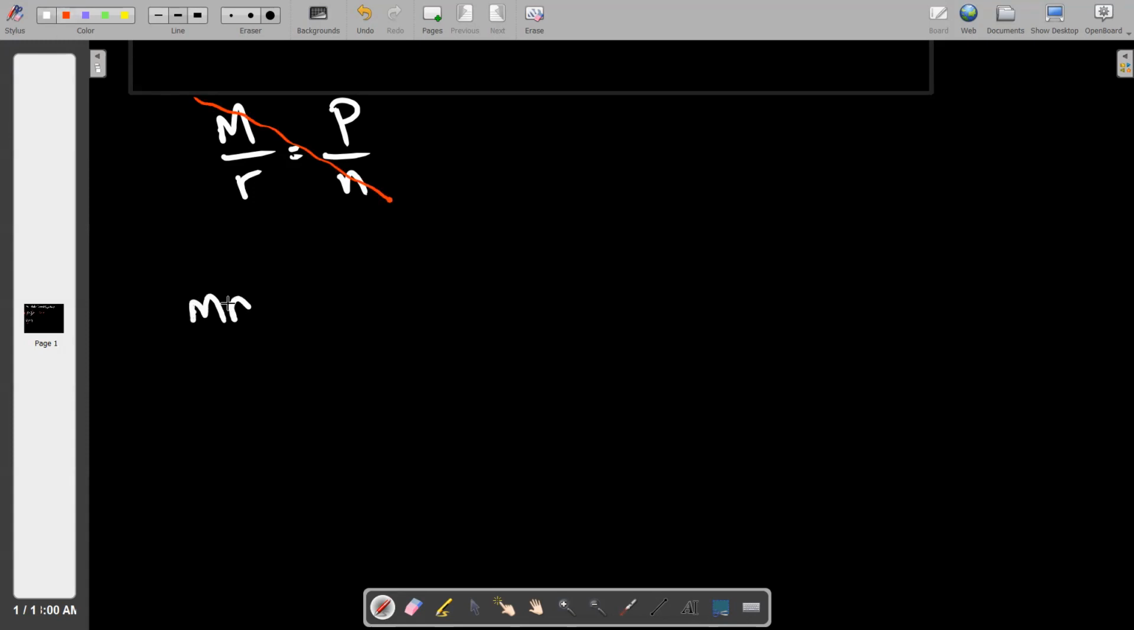I get MN, right? And then if I cross multiply this purple way, what do I get? I get RP, and you could call it RP, you could call it PR. That's not important. But what is important is that there's an equal sign in between them. So if I said to Brendel, hey, solve for M, you go, okay, I'll divide by N. If I said, hey, Jesse, solve for R, he'd go, okay, I'll divide by P.